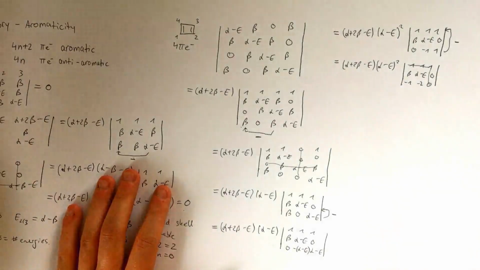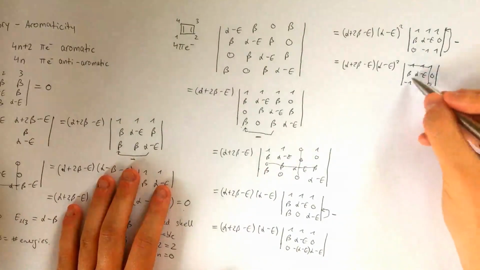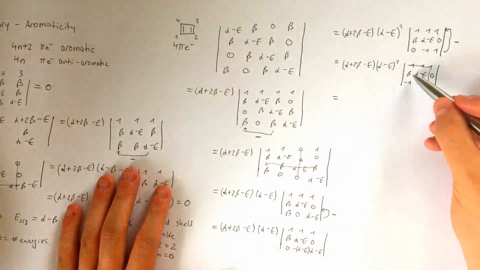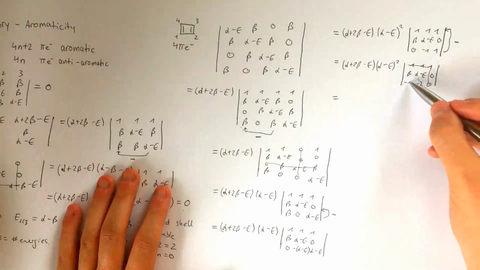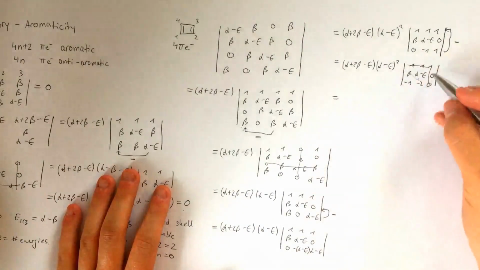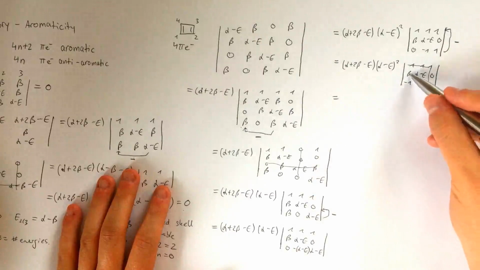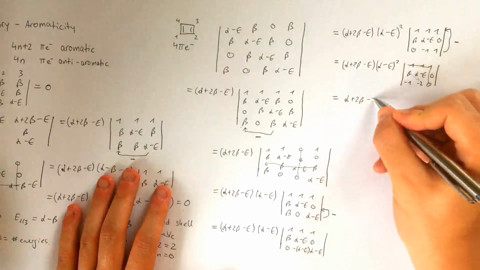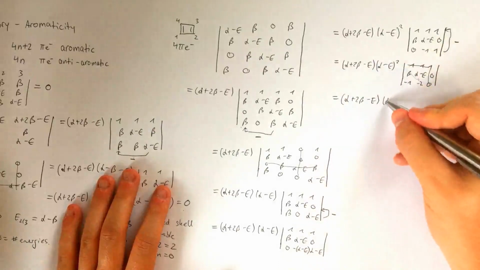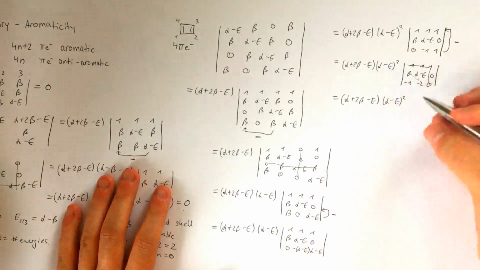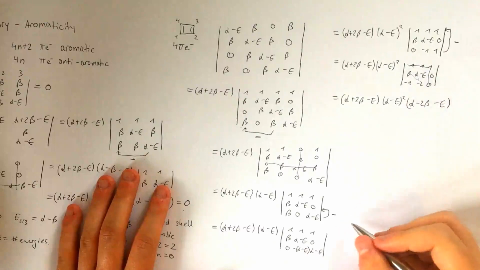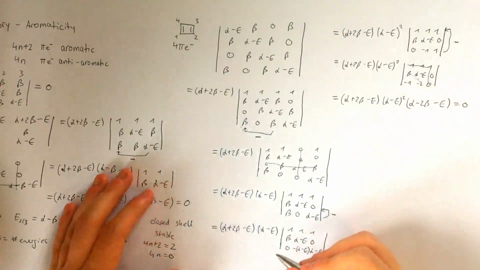So no factor essentially, and leaves us with a 2 by 2 determinant, which we can then expand in the normal way. So this times this minus this times this, and it will give us alpha minus 2 beta minus E. So the final result is alpha plus 2 beta minus E, alpha minus E squared, and alpha minus 2 beta minus E, all of which is equal to 0.